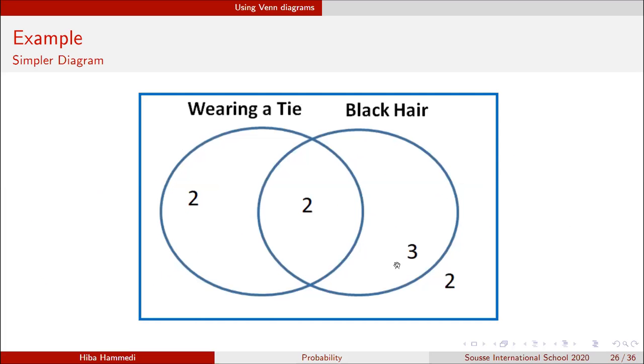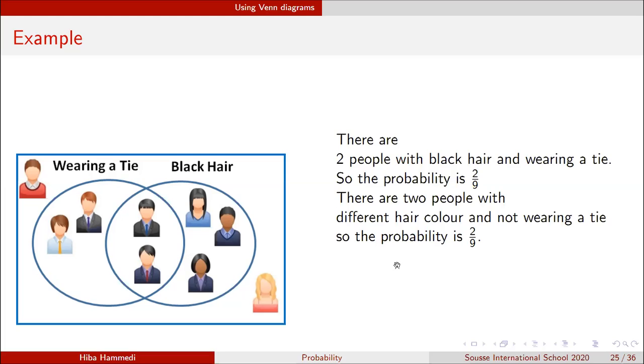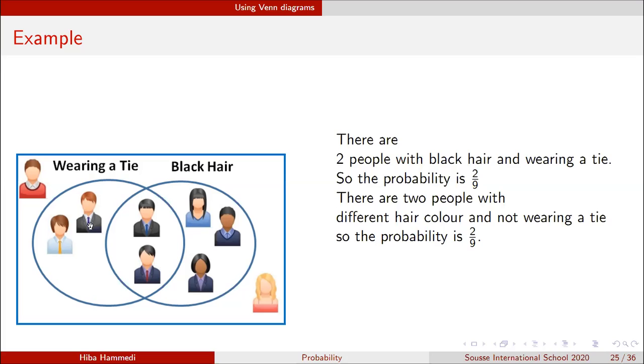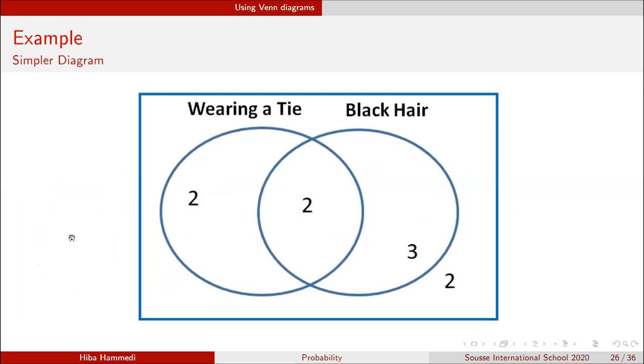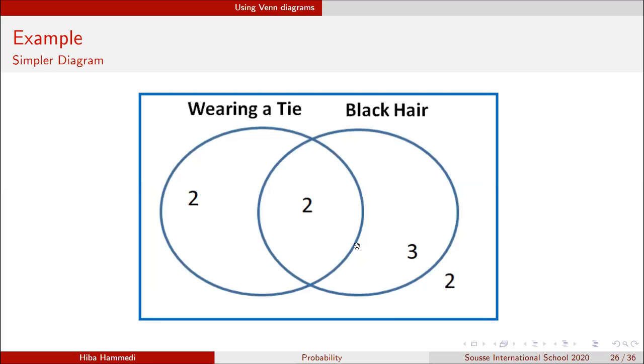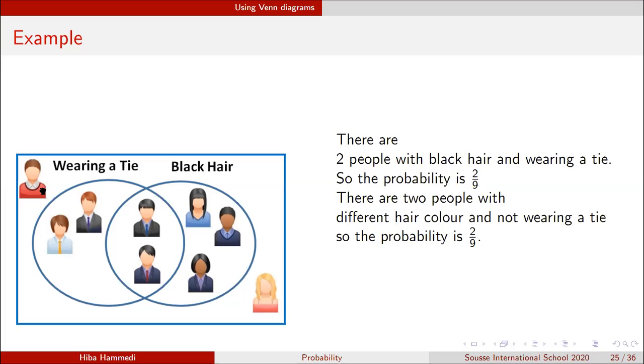Another way to represent a problem like that is the simplest way, because in calculating probabilities, the only thing that matters is the number of elements in a set. So instead of representing it like that, I just need to write how many elements are in each set. I know that in this region I only have 2 elements, so I just need to write 2 here. In the intersection, I know that I have only 2 people, so I just write 2. In this part, I have 3, so I just write 3 here. Outside the 2 sets, I have 2 people here, so I have 1 here and 1 here, so I just write 2.